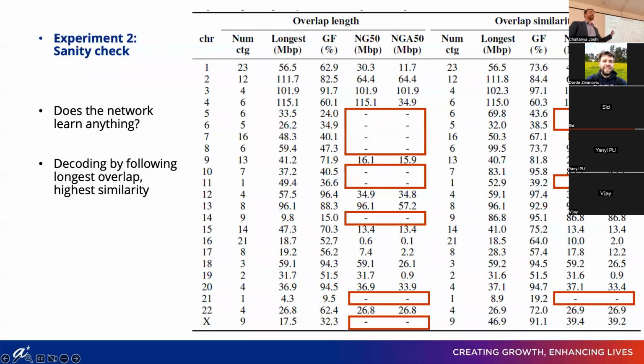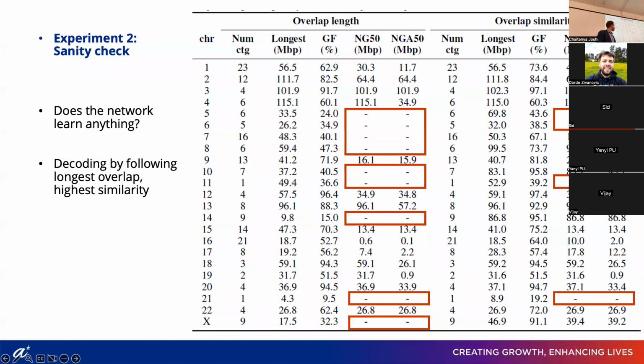So we then did a sanity check where we wanted to check, from the same edges that we sampled in the previous table, right, I would sample certain edges and then run decoding from those following the probabilities. What if from the same edges we just follow either the longest overlap or the longest similarity? You would expect that the higher the similarity between two sequences, the better the overlap is and the more chance that it is the correct one.